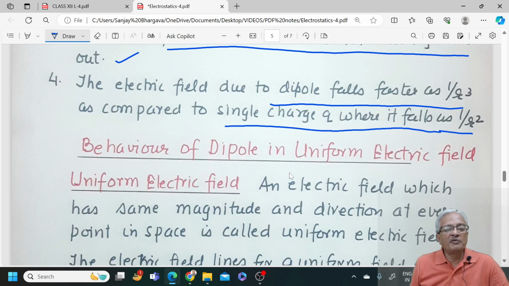I hope we are very clear in determination of dipole moment, and the electric field due to a dipole at an axial point and at an equatorial point. Now we will move forward to study how the dipole behaves when kept in a uniform electric field.